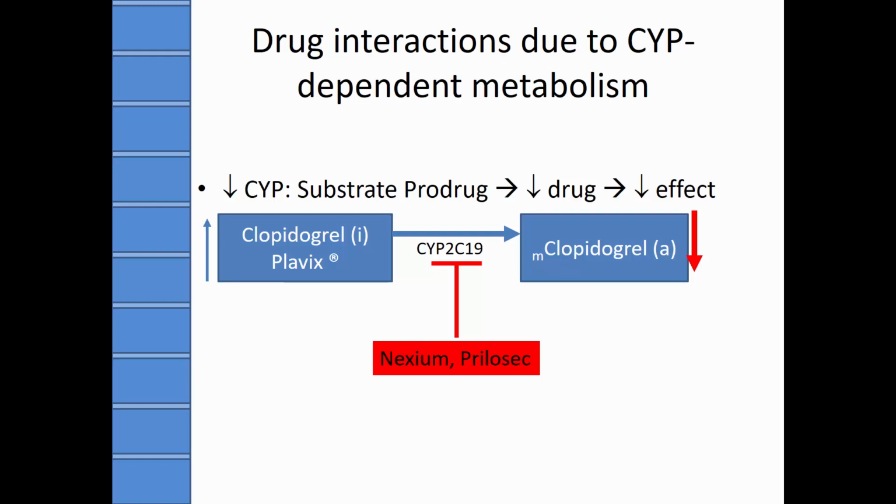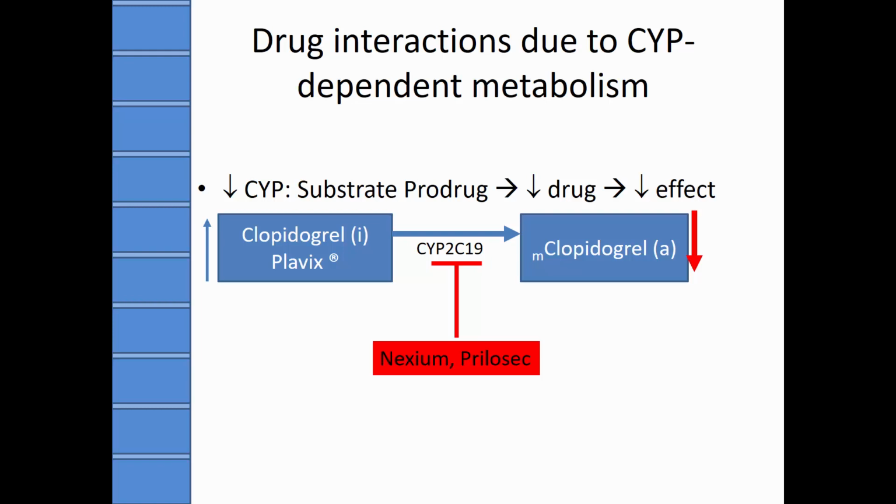So if you require a CYP to activate that prodrug, for example, the drug clopidogrel or Plavix, it's an active, that's what the I there stands for, and it requires this particular CYP, 2C19, to be activated into the metabolite that is active.